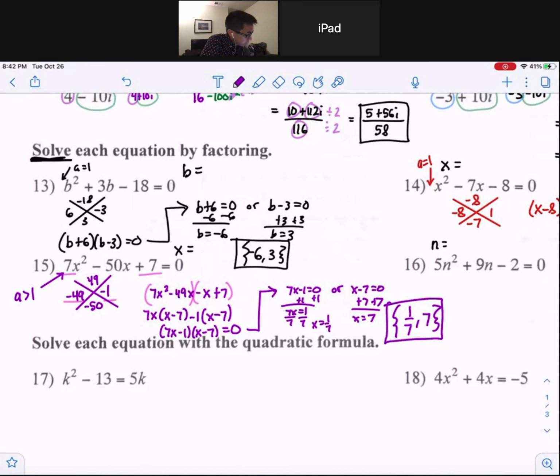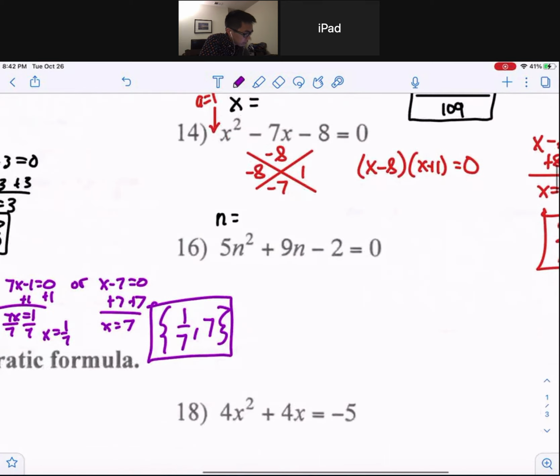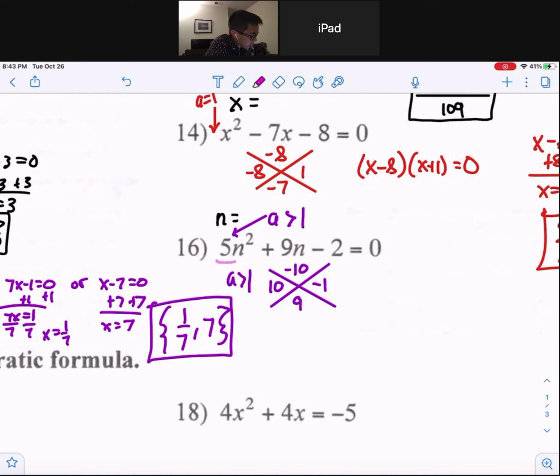Okay, 16. Can't factor out anything from here, so your a value is greater than 1. So again, this is your x method along with grouping. 5 times -2 is -10, 9 on the bottom. The two factors are 10 times -1. And since a is greater than 1, you gotta do grouping. First term, two middle terms, and the last term, right?